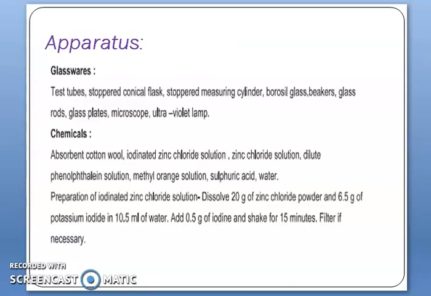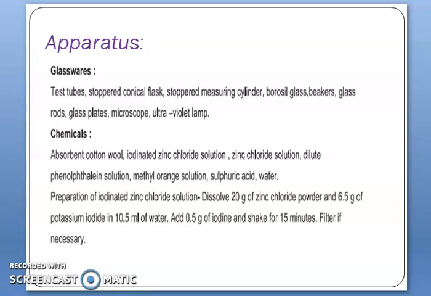Then apparatus. Glassware are test tubes, stoppered conical flask, stoppered measuring cylinder, borosilicate glass beakers, glass rods, glass plates, microscope, ultraviolet lamp. Then chemicals: absorbent cotton wool, iodinated zinc chloride solution, diluted phenolphthalein solution, methyl orange solution, sulfuric acid, water.